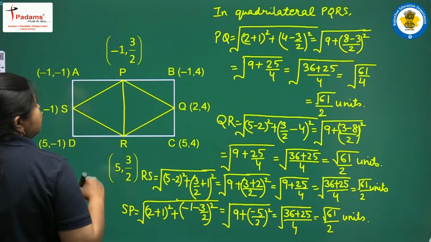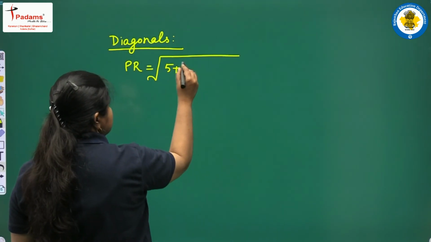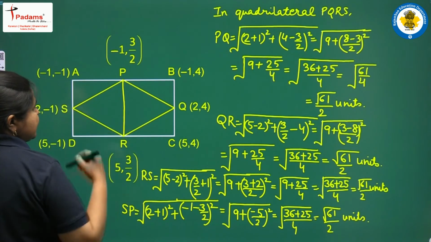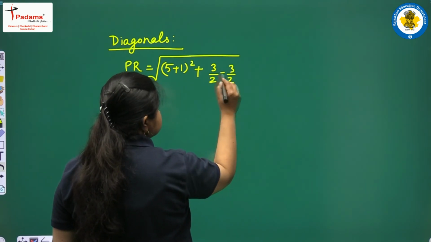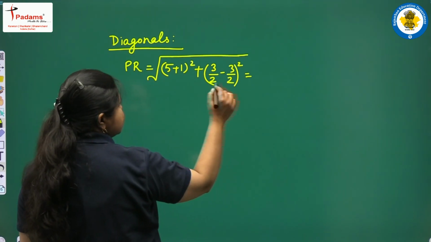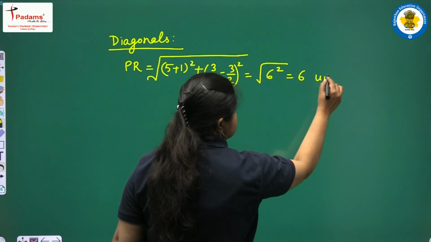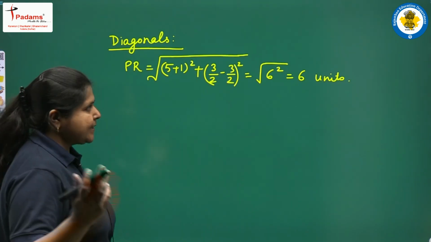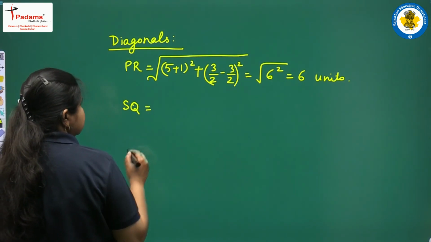5 minus of minus 1, it will be 5 plus 1 whole square, plus here 3 by 2 minus 3 by 2 whole square. So this will be 0, this right part, and here we will have root 6 square, and this will be finally 6 units. It cannot be negative because it is a distance, so we will take only the positive value. 6 units. Then we find SQ, the second diagonal.